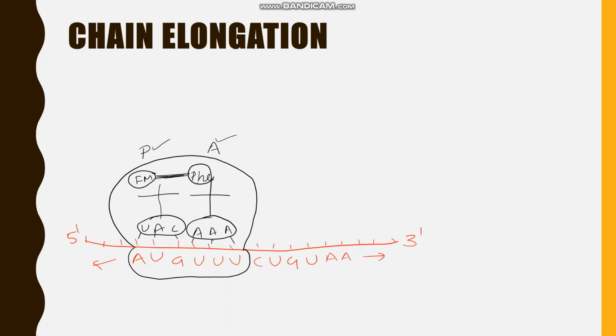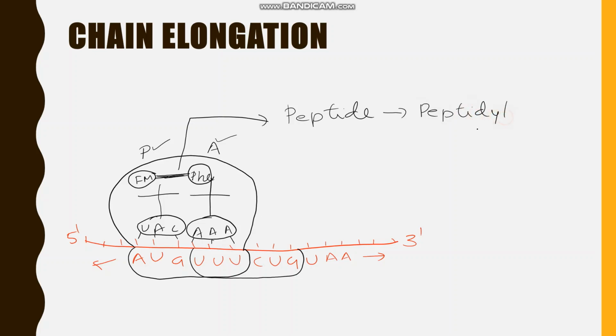Now, it is followed by the movement of a smaller subunit one step forward. It is followed by the movement of ribosomal subunit one step forward. And one more very important thing you should remember, this bond is the peptide bond. And this bond is formed by the help of an enzyme called as peptidyl transferase enzyme. So, peptidyl transferase enzyme is responsible for the formation of peptide bond.